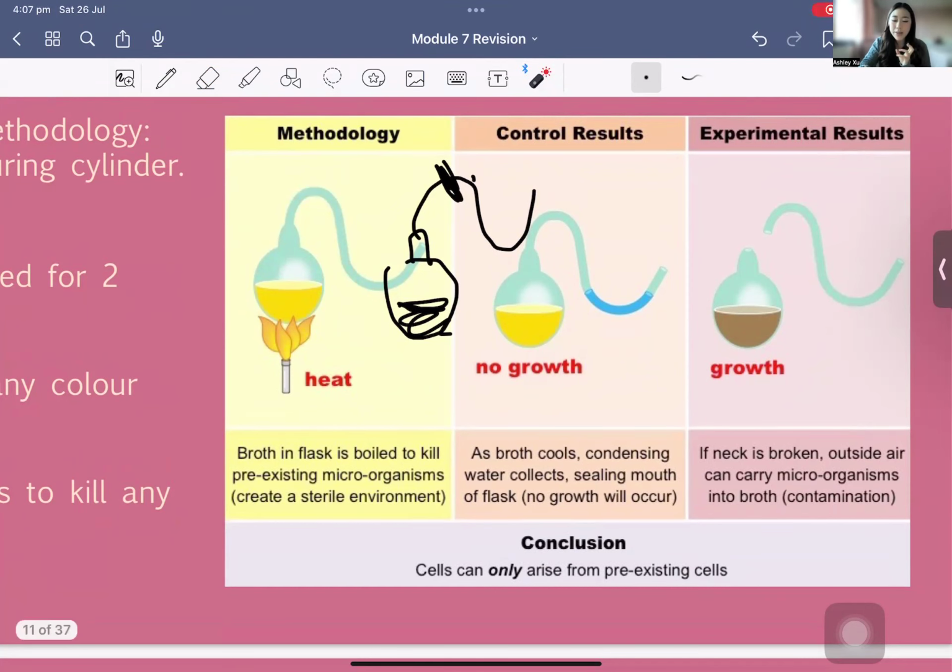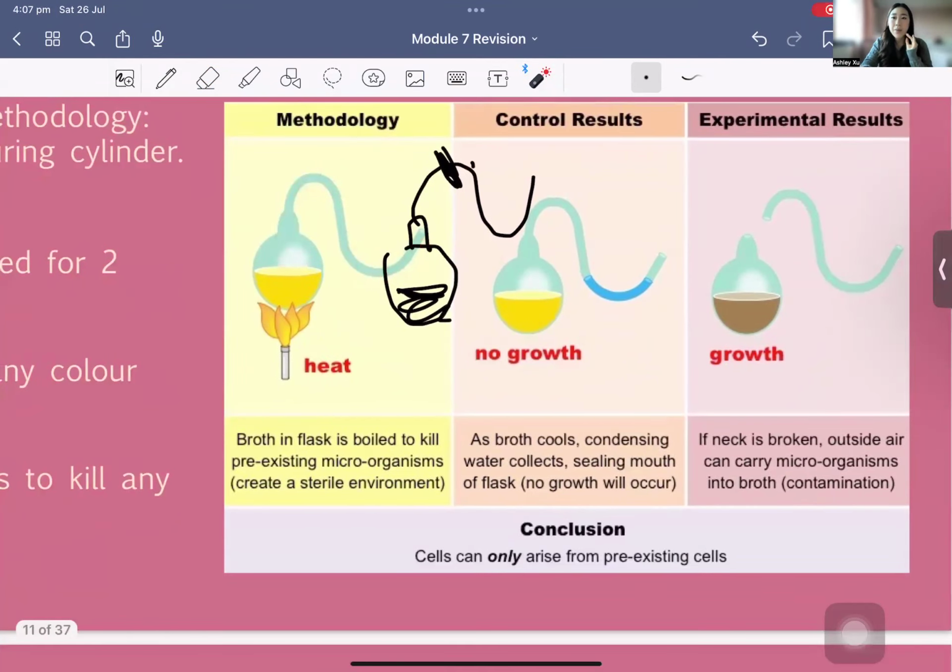It was because it had this swan neck. And what happened was microbes in the air came into the swan neck via gravity, but it all got clogged up here. Okay? Why? Because microbes can't just magically travel upwards, right? It's gravity pulling them down. So the microbes all got stuck here, and none of the microbes infected the actual broth.